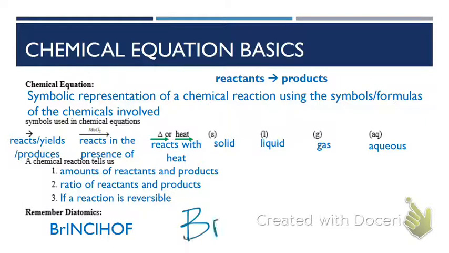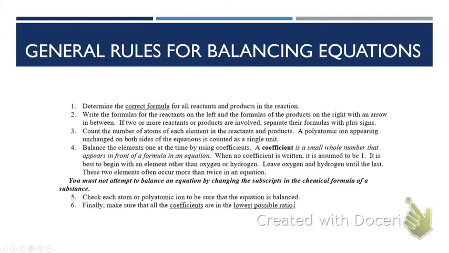So these are the 7 elements that can never be by themselves: bromine, iodine, nitrogen, chlorine, hydrogen, oxygen, and fluorine. There's a couple other ways to remember them, and I can remind you of those in class or in the next podcast. But these are important for when we're writing out our reactions. Remember our diatomics. So let's actually get into this balancing stuff.